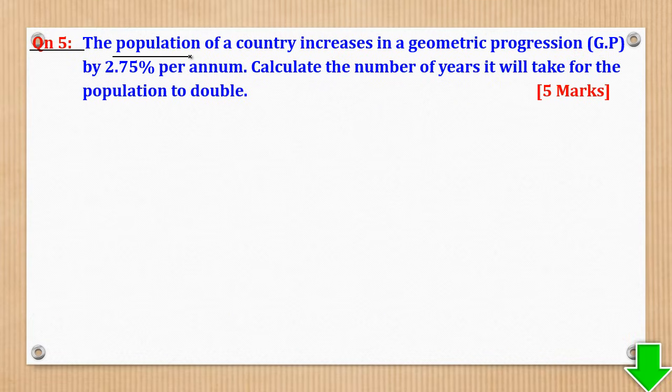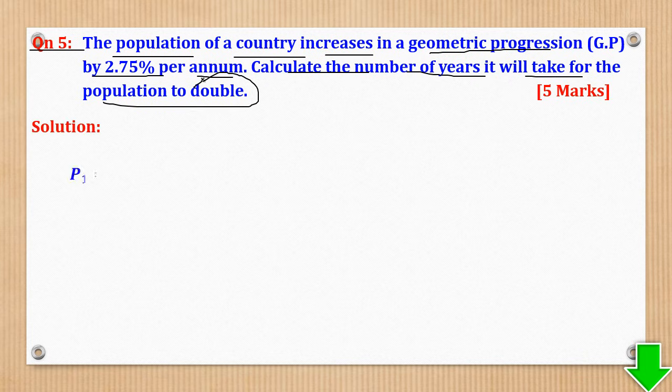Question 5 says the population of a country increases in a geometrical progression by 2.75% per annum. Calculate the number of years it will take for the population to double. So one, we know that every year it increases in a geometrical progression by this per annum.